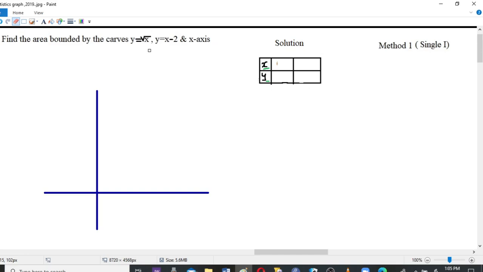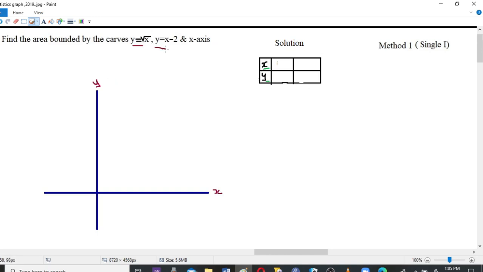...to the square root of x, y is equal to x minus 2, and the x-axis. Okay, so we have these three graphs that we have been given. So remember, this is the y-axis and this is our x-axis, right? And now we want to find this area bounded by the three curves that we have been given.